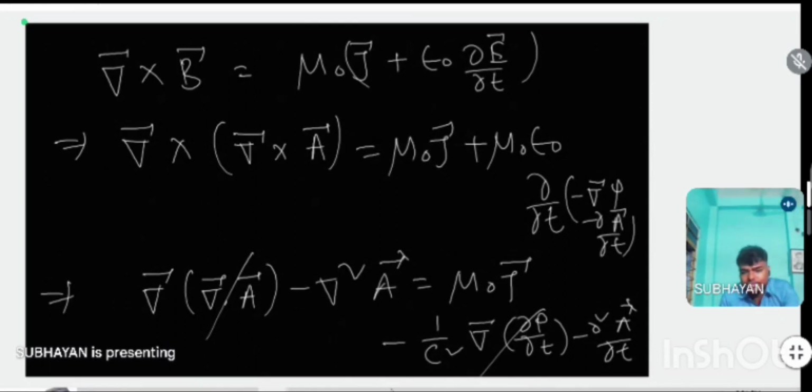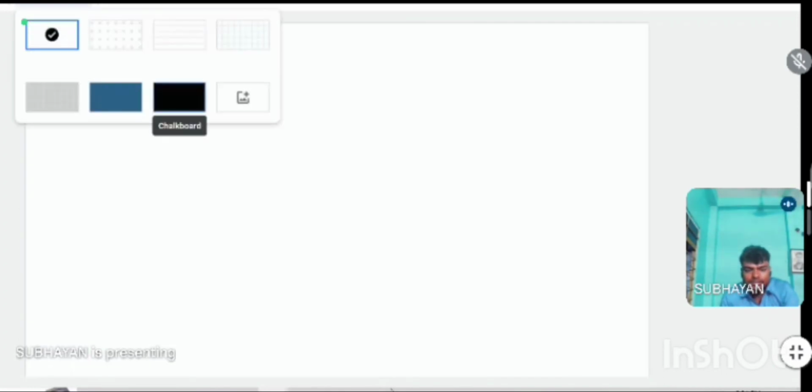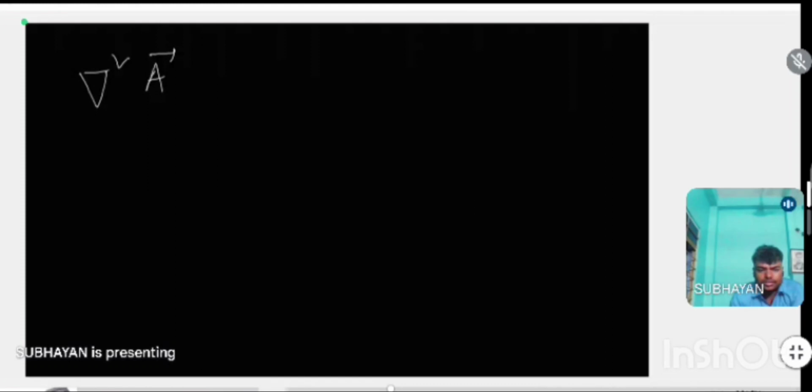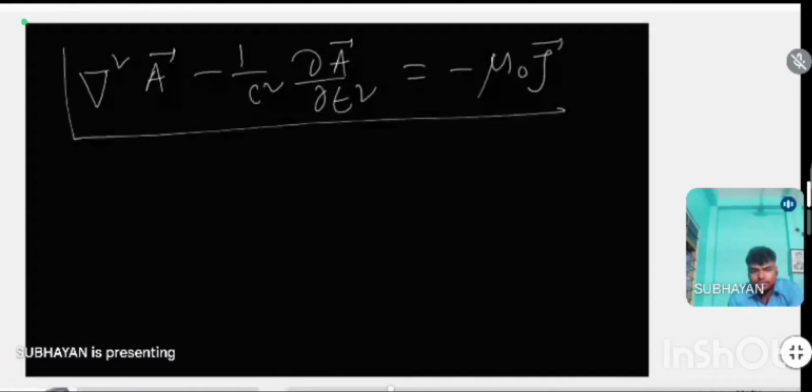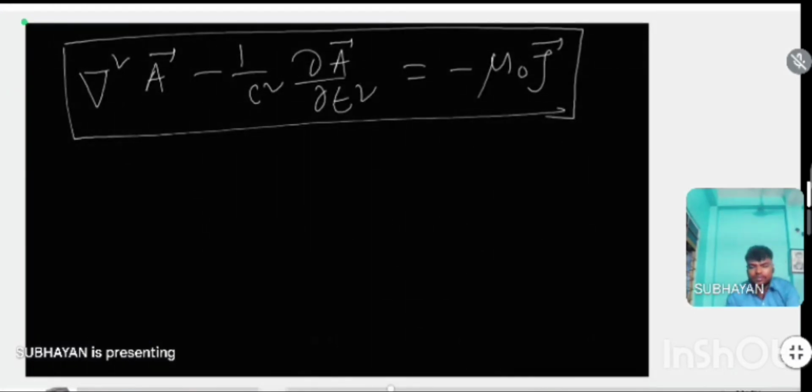So then you have grad square A minus 1 by c square del 2 A by del t2 equals to minus mu naught J. Okay.